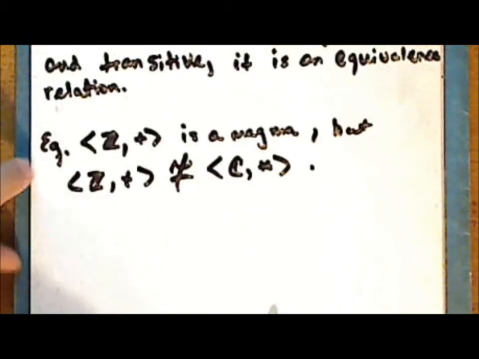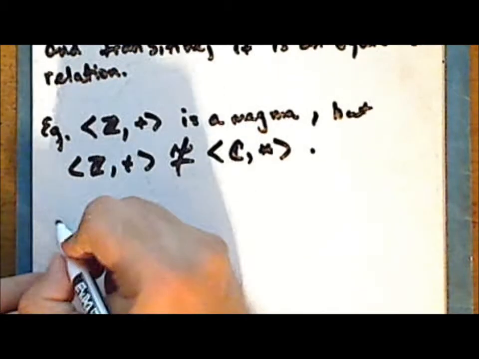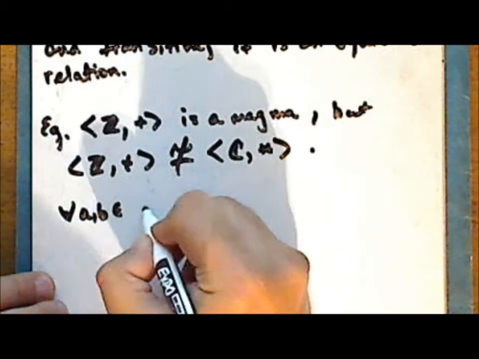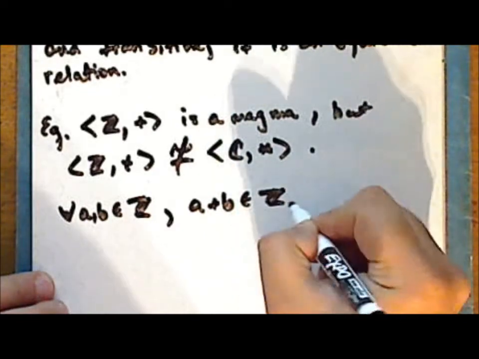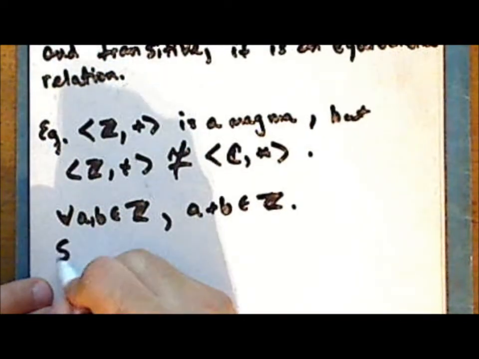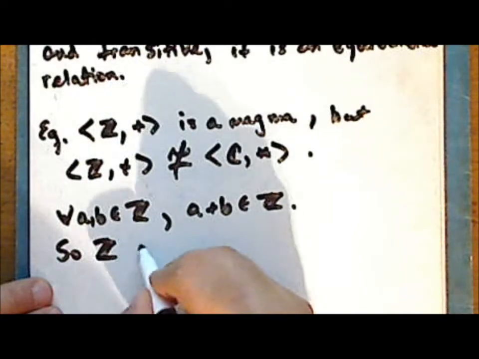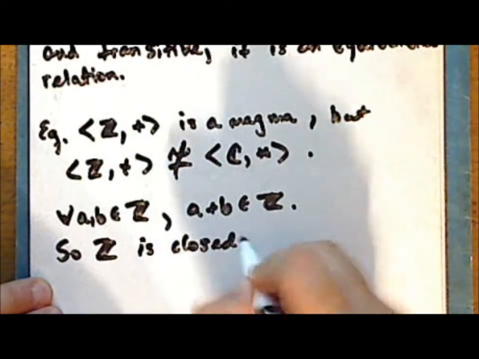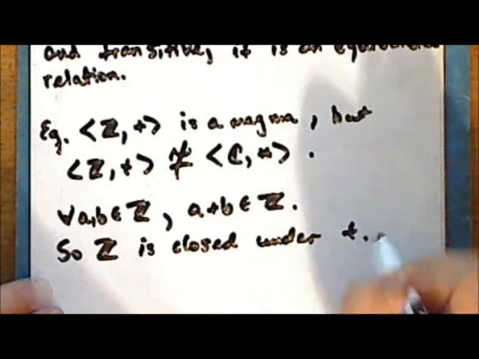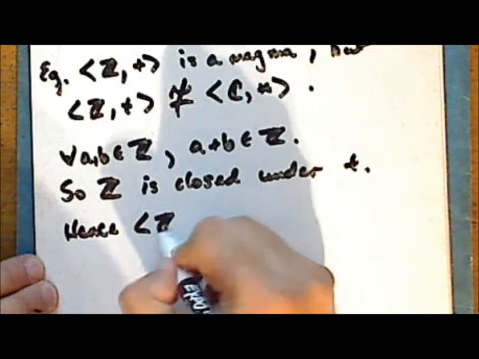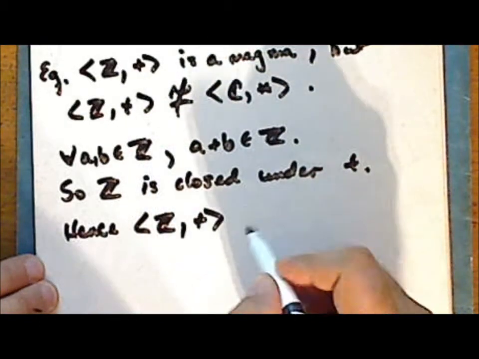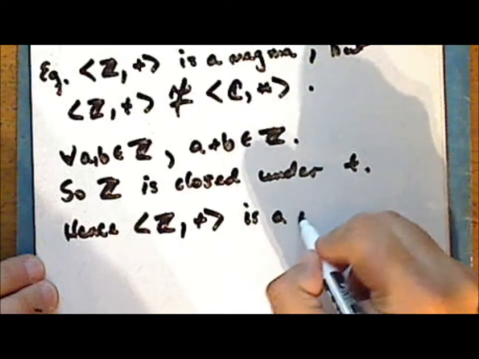So first, I need to demonstrate that the integers with addition is a magma. So notice that for every pair of integers, their sum is always an integer. And so the set of integers is closed under addition, and hence the set of integers together with addition is a magma.